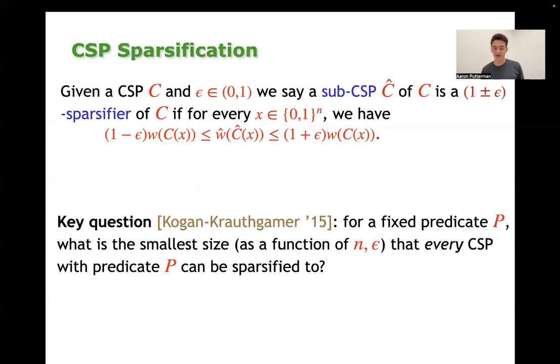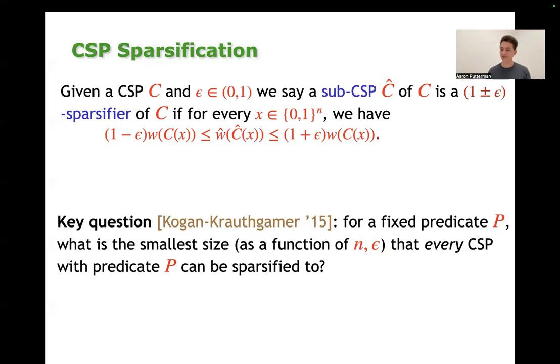Now, just like in graphs where we could define a cut sparsifier, this turns out to be enough to define a notion of CSP sparsification. Again, we're given the CSP C, and we're given this value of epsilon in (0, 1). We can then say that a sub-CSP, C hat, which just means a reweighted subset of the constraints, is a 1 plus or minus epsilon sparsifier of C if for every assignment, simultaneously every single assignment, the value of the assignment in C hat is within a 1 plus or minus epsilon factor of the value of the assignment in C.